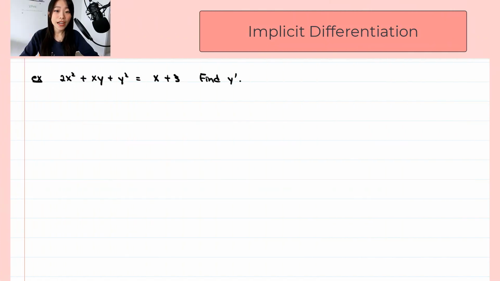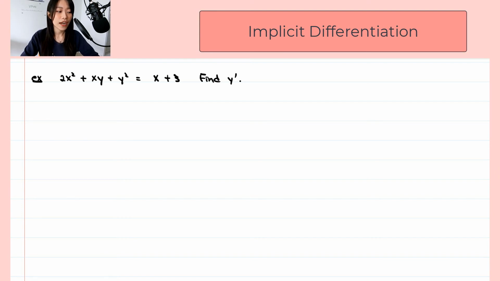Now let's look at a more complicated example. In the last example, we can actually find the function f of x. We can solve for y, which equals positive and negative square root of x. However, sometimes it is hard to find the function.